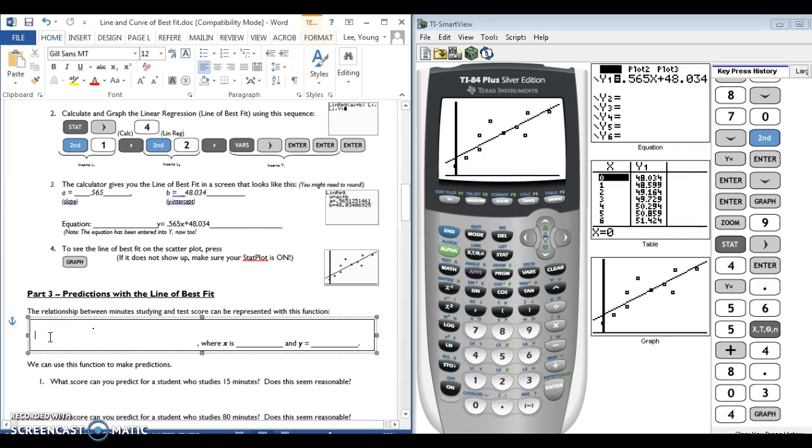Okay, once you figure that out, it's going to be really easy for us to make a prediction. So here's the information that we have. y equals, again, 0.565x plus 48.034. We always want to keep a bigger decimal value so that we can make more accurate predictions. Okay, so x will be minutes of studying, correct? And y will be the test score.